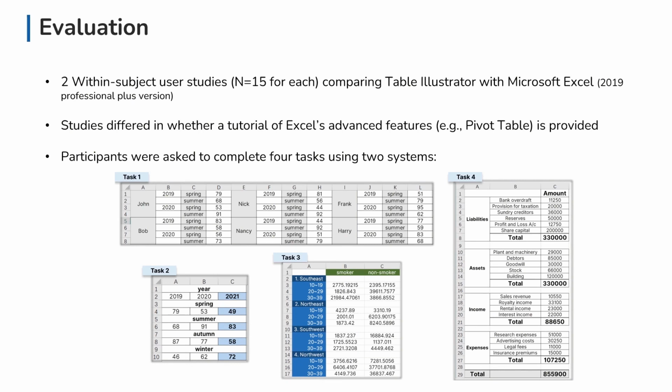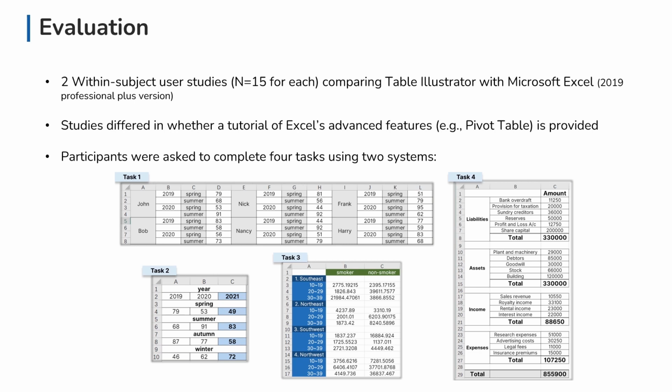To evaluate the system, we conducted two within-subject user studies comparing Table Illustrator with Excel. Each study involved 15 participants, and the pools for the two studies were different. The differences of the two studies were that we did not provide tutorials about Excel's advanced features, like pivot table, in the first study, so participants mainly used the basic cell editing features. But in the second study, they were provided such tutorials, and they tended to use the advanced features.